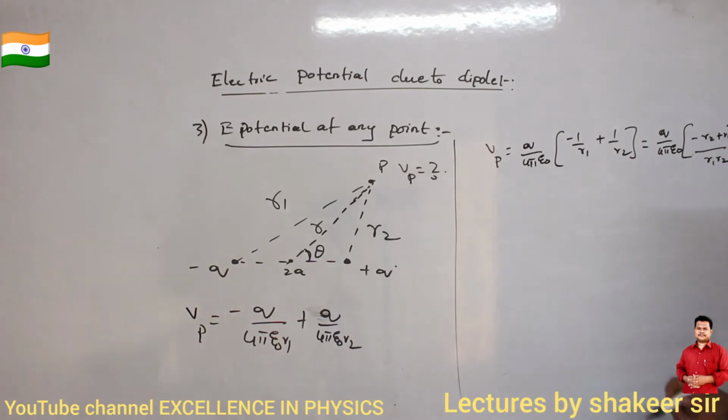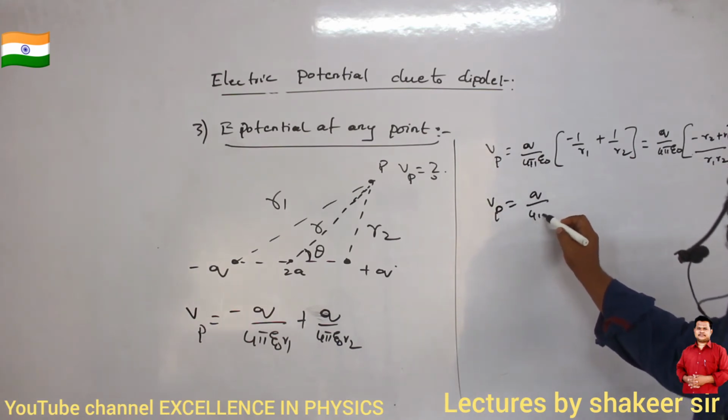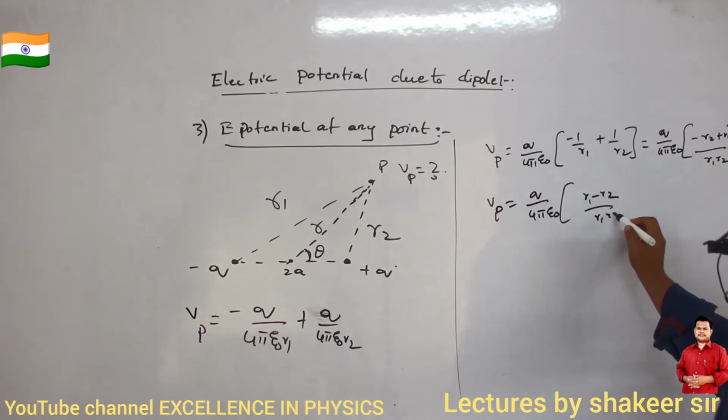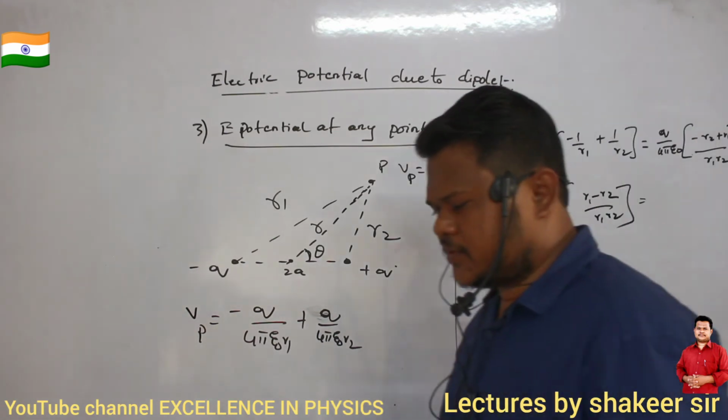That's all, no? So potential at point P is equal to q divided by 4 pi epsilon naught into r1 minus r2 divided by r1 into r2. Clear? So r1 minus r2 is how much? How can I do this calculation?